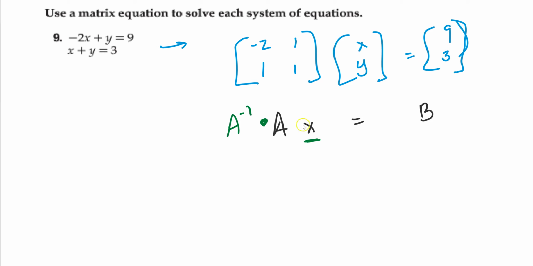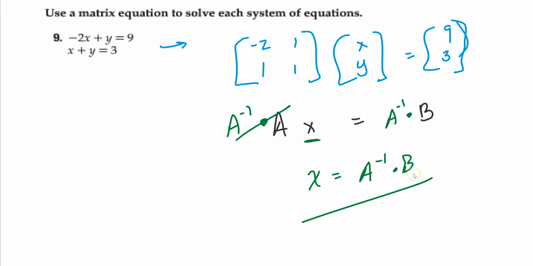Whatever I do on one side, I'm going to do to the other side. Now keep in mind they're both on the left side. Remember, because with matrices you can't multiply AB and have it be the same thing as BA. So if I multiply on the left, multiply on the left. These will cancel out, and you just get the identity, which is essentially 1. You get an answer like this.